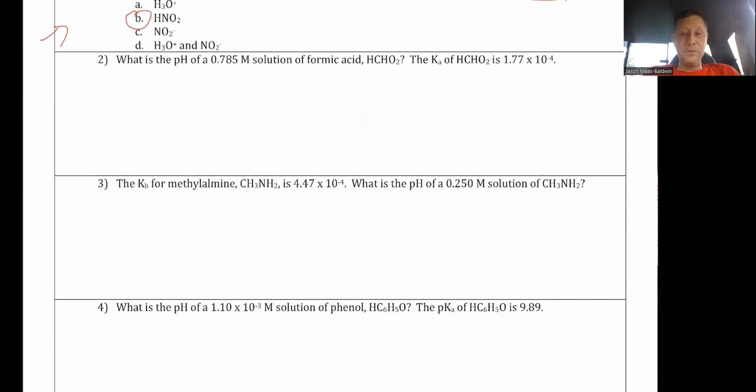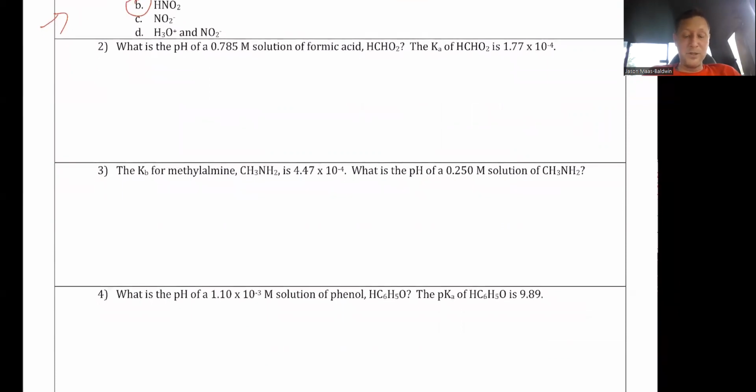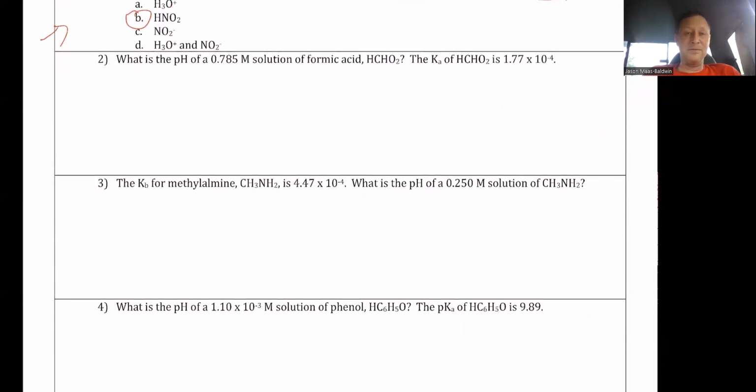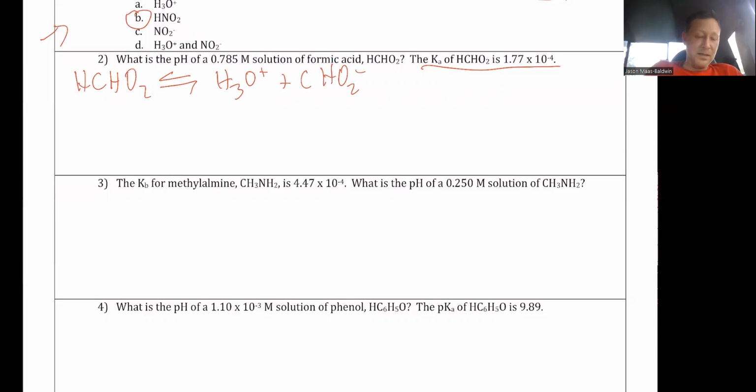Okay, let's do one that says, what's the pH of a 0.785 molar solution of formic acid? First thing, it gives me the Ka of the formic acid. So I'm going to go ahead and write this out. Formic acid is HCHO2, and I'm going to write it without the water to shortcut it. It's in equilibrium with H3O plus, all in aqueous states, times CHO2 minus. That's the acid and then the conjugate base, right? And then I know the Ka, and I'm solving for the pH.